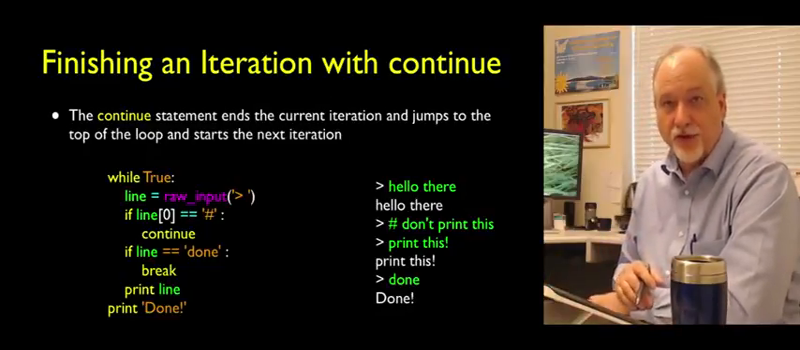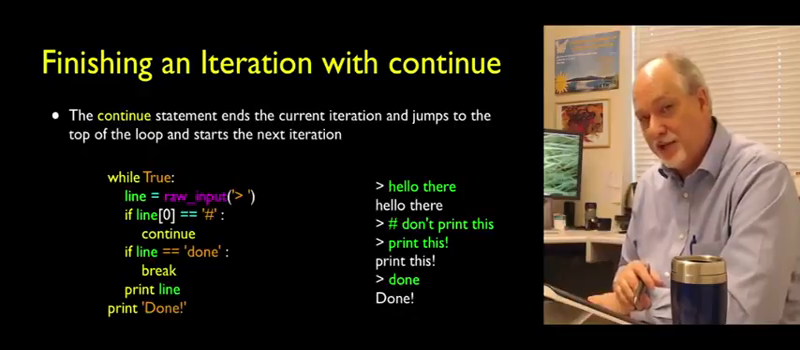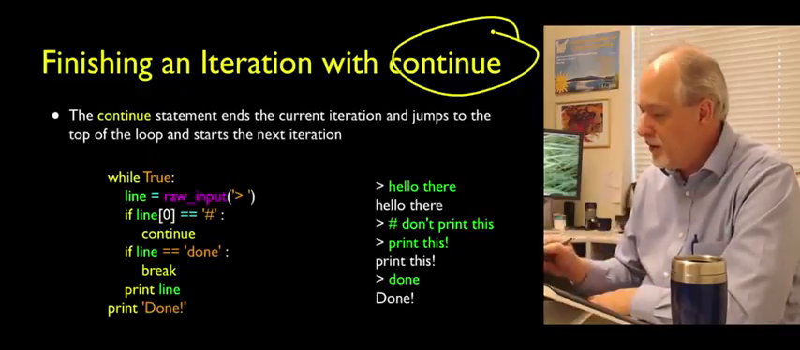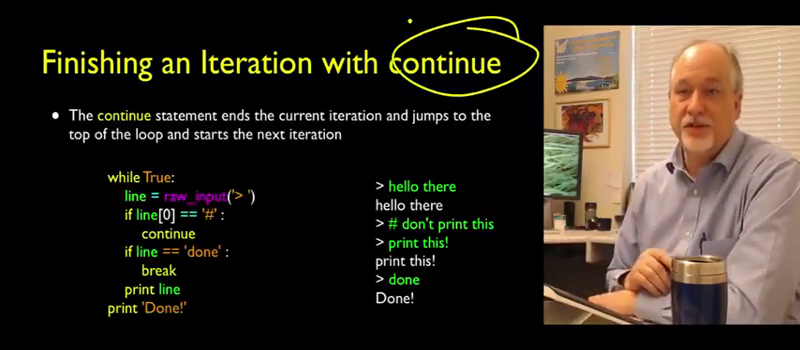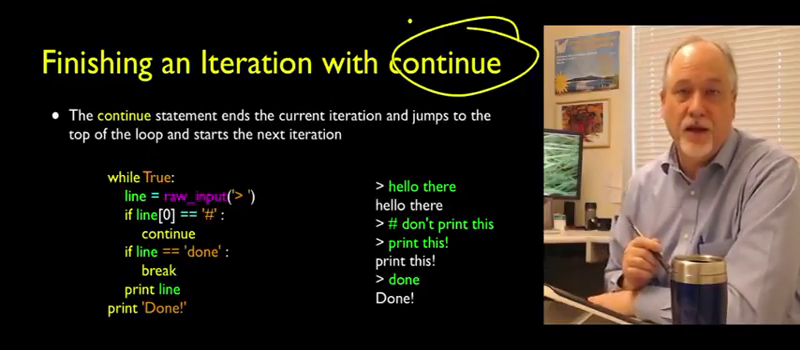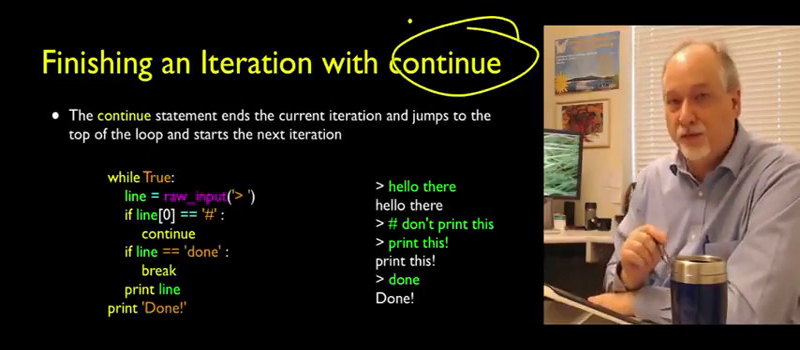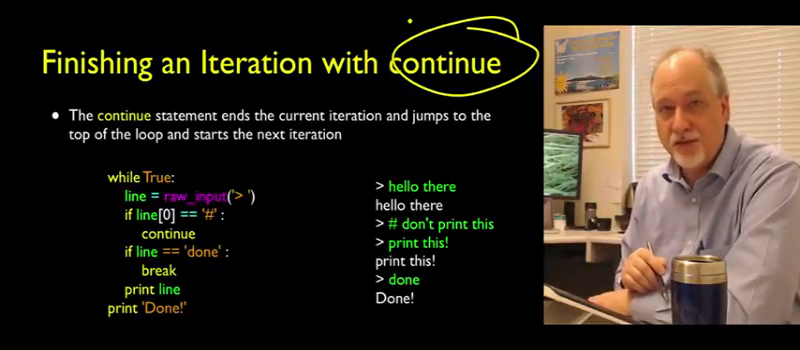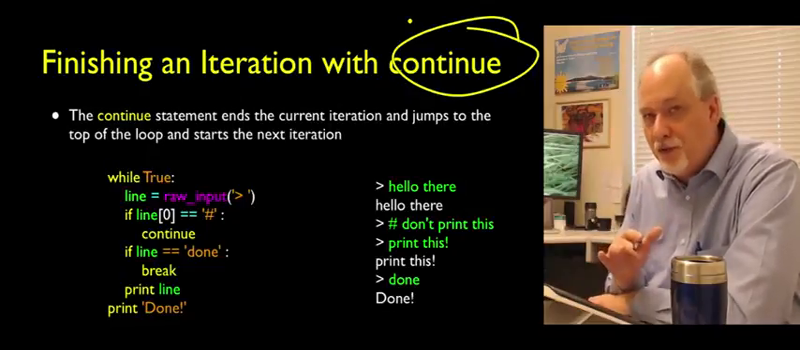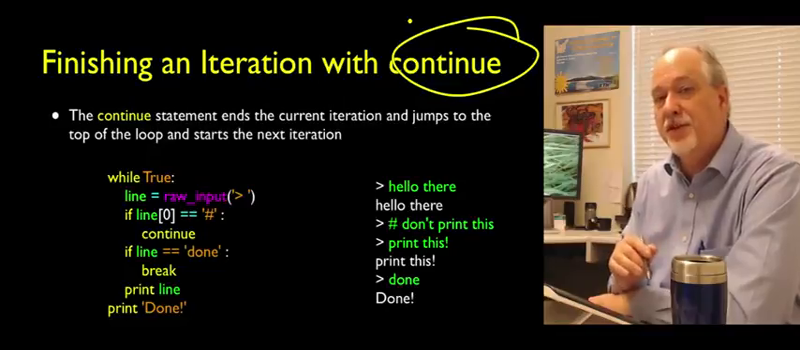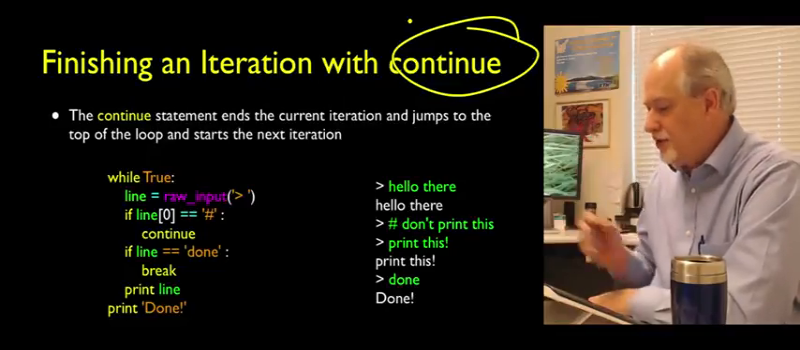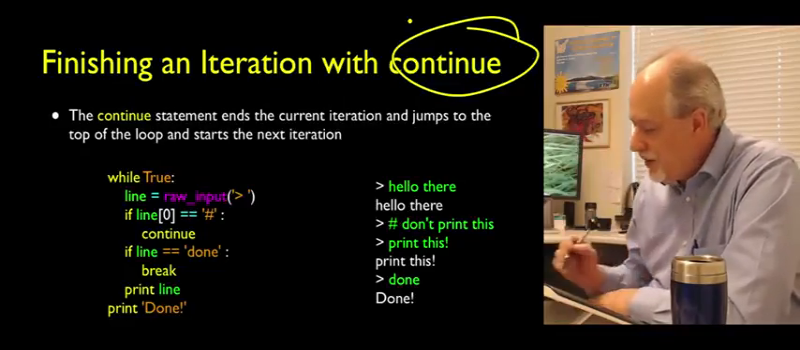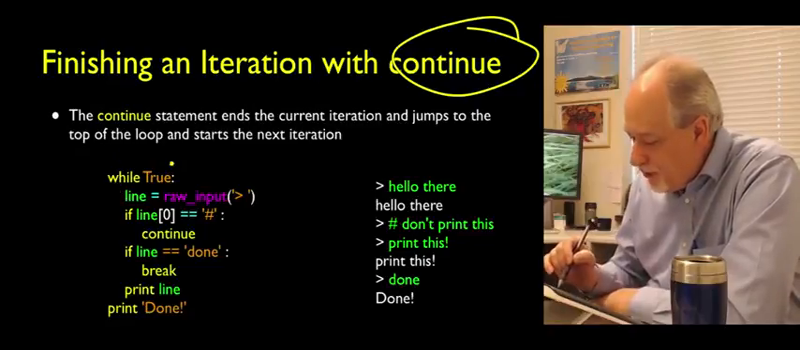Another way to control the execution of loops that doesn't actually exit the loop is called continue. Continue basically says, hey, I'm done with this iteration of the loop. Each time through the loop we call an iteration. Continue says, I don't want to stop the loop, but I want to stop this iteration and advance to the next iteration.